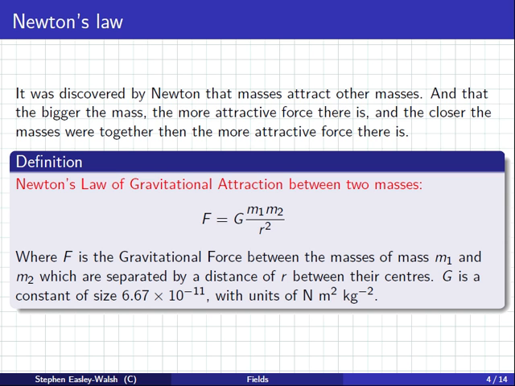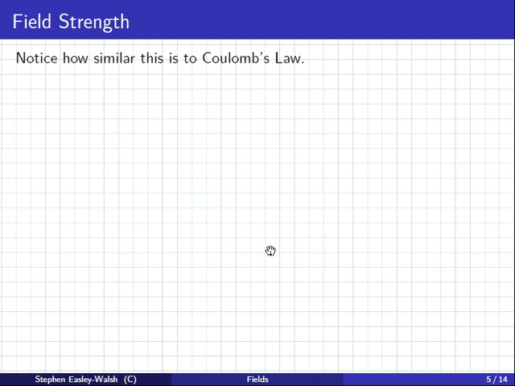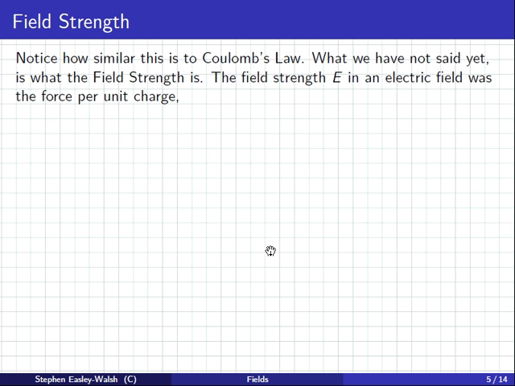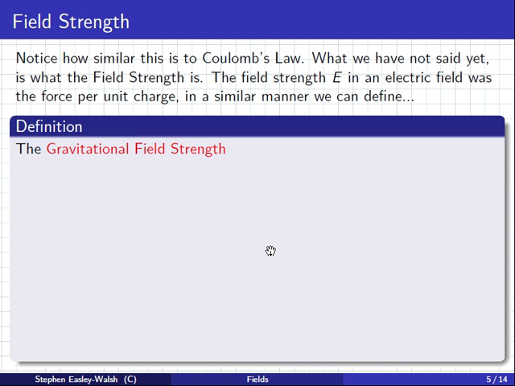Okay, can I continue? The rates at which things are moving. Yes, you have to infer it. Okay. Notice how similar this is to Coulomb's law. What we've not said yet is what the field strength is. Remember we said the field strength E in an electric field was force per unit charge? So what's the formula for the field strength? In that case it was F over Q. Now this could give you a clue for how we measure the field strength in a gravitational field. It wouldn't be force per charge, but force per kilogram. So what would be a formula then for the strength of a gravitational field?